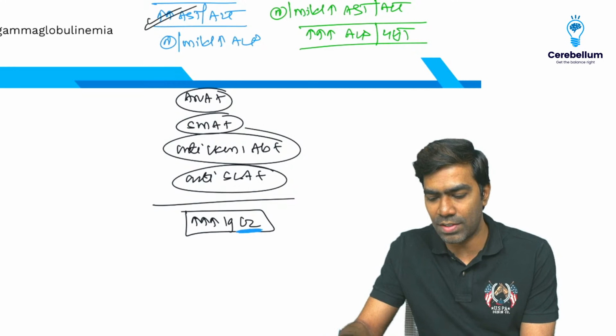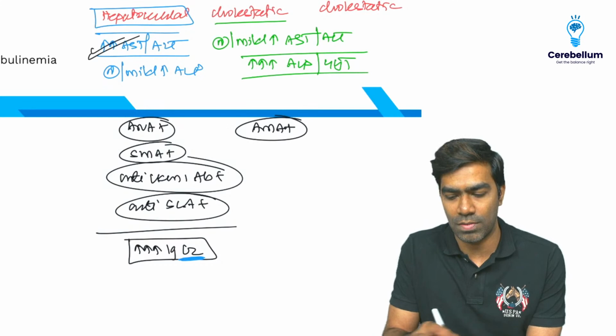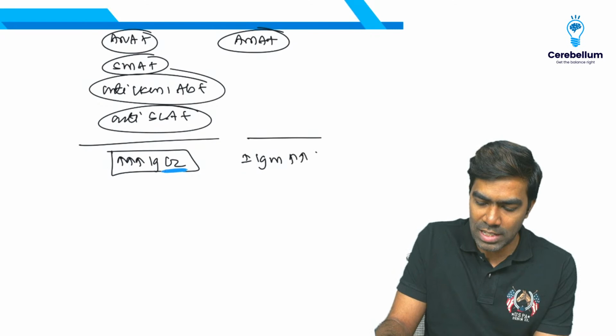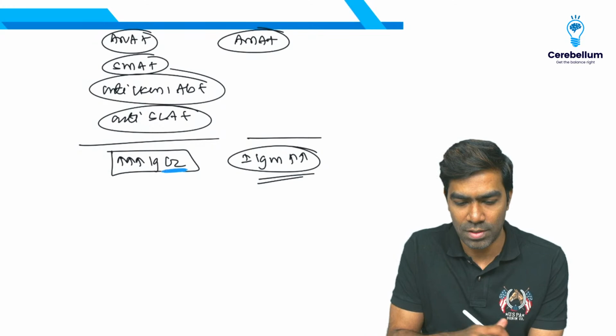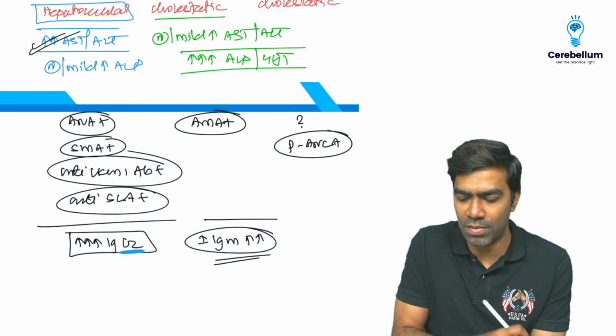So what about primary biliary cirrhosis or primary biliary cholangitis? Here the patients will be having AMA positive, that is anti-mitochondrial antibody positive. And some patients can have IgM elevation, IgM, not IgG though, but this is not very important. And finally, what about primary sclerosing cholangitis? There is no antibody that's known to be positive, even though some books say p-ANCA will be positive, but this does not have any relevance when it comes to primary sclerosing cholangitis.